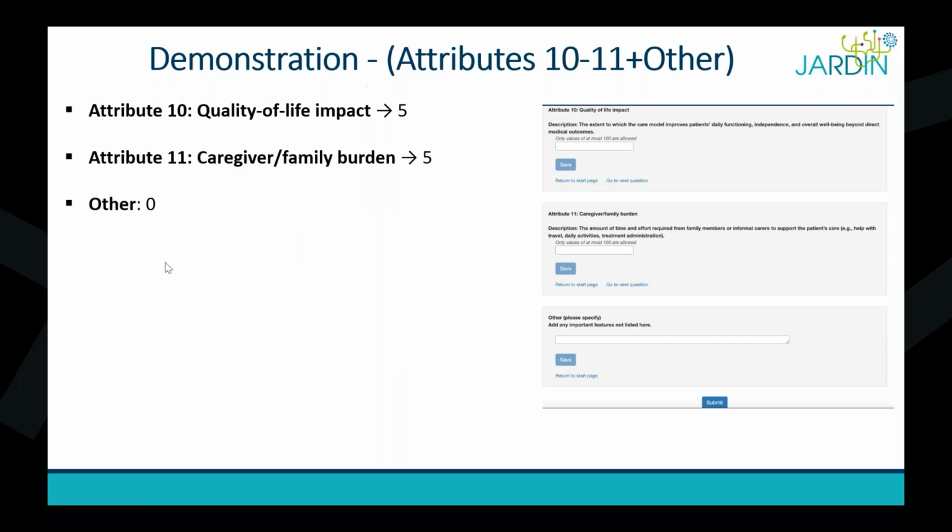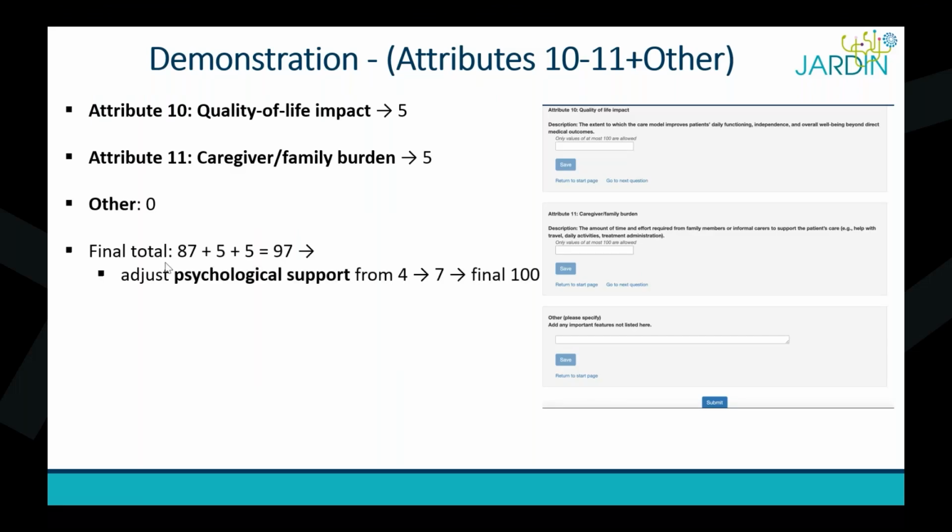So I give it 5 for the 10s and 11s attribute, and then I don't think there is an important attribute that is missed, so I put 0 for the other option. But still, the total sum gives me 97. So I'm left with 3 points, but I'm done already with the allocation of these points. The total sum has to be 100.